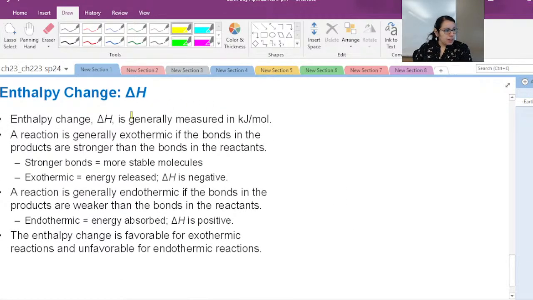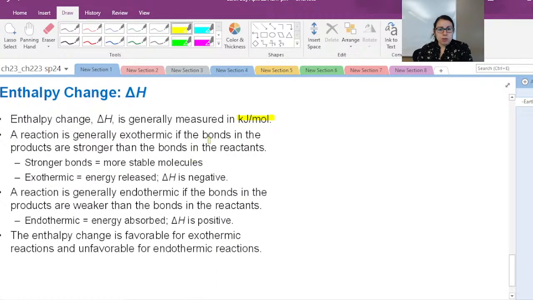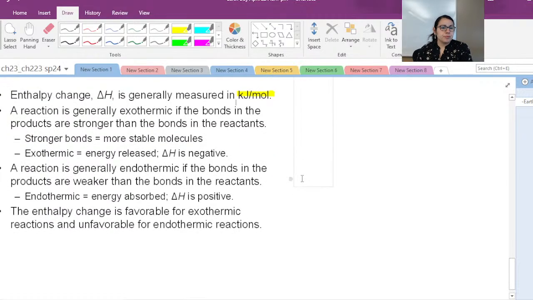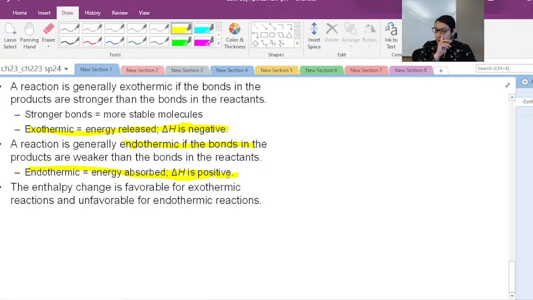And so this is a little recap for what we remember. Our enthalpy change, we usually look at our reactions and we measure them in kilojoules per mole. And so we said our reaction is generally exothermic if the bonds in the product are stronger than the bonds in the reactants. And so again, exothermic means energy is released, so we would calculate a negative change in enthalpy. And so again, just a reminder, and then we said something was endothermic if our bonds were generally weaker, we could calculate the difference. And so again, our delta change in enthalpy was positive.